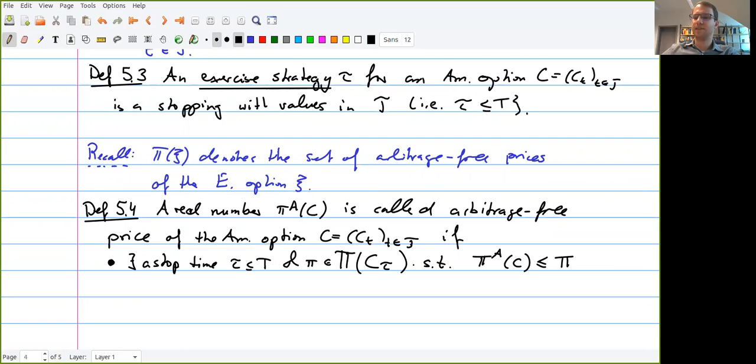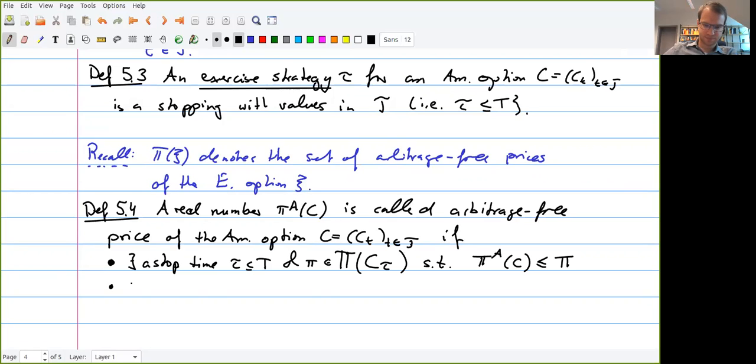So what does it tell us? This tells us, okay, if I'm the buyer of the option, I'm willing to pay this price PA, the price for the American option, because I can find an exercise strategy which tells me, okay, the payoff I get is worth the money which I spent to get the American option. So I can find the stopping time or exercise strategy which tells me I'm willing to pay this price. So the price is not too expensive for the buyer.